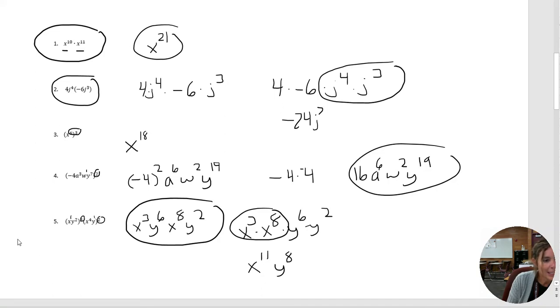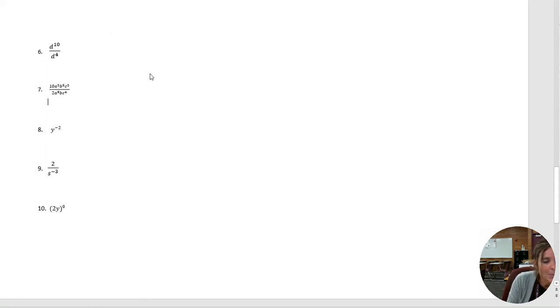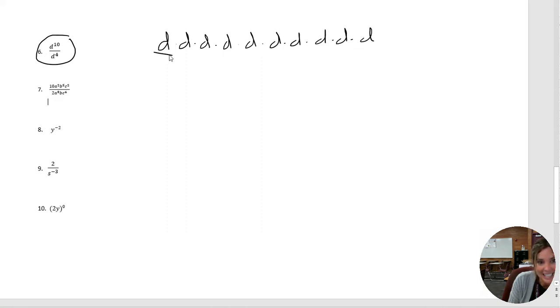Okay, let's look at a couple more questions and then I'm going to have you do a retake for me. Okay, so number 6, we have d to the 10th over d to the 4th. So that looks like this. 1, 2, 3, 4, 5, 6, 7, 8, 9, 10, d to the 10th over d to the 4th.